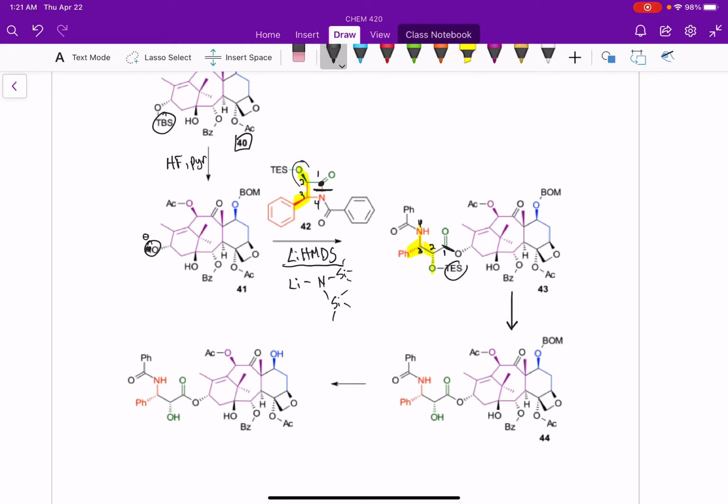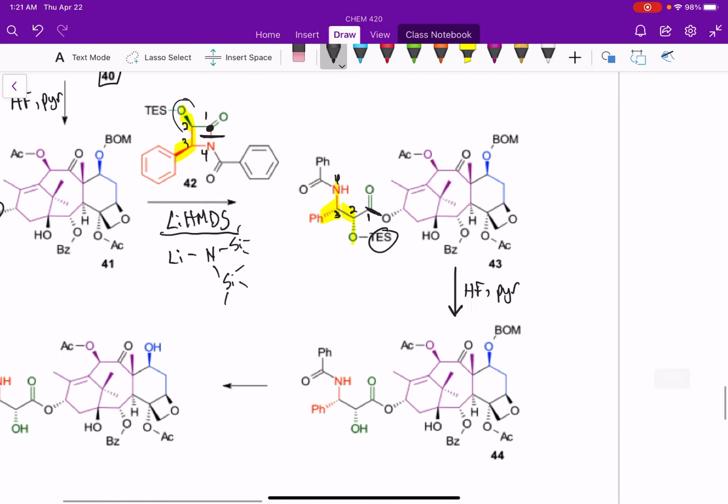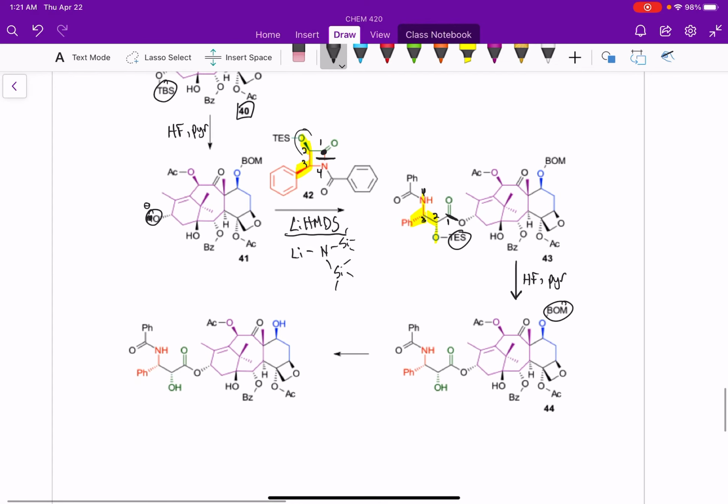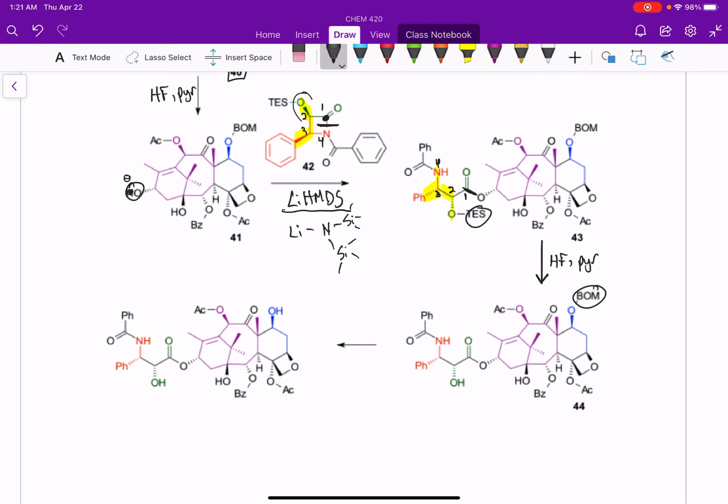43 to 44, removing that TES group. Again, this is HF and pyridine. Great way to remove the silyl protecting groups. Nothing new there. And then the last reaction here is removing the BOM group, right? What's great about the BOM group as an acetal is that it can simply be removed using H2, right? Hydrogenolysis, H2, palladium on carbon. That removes that BOM group, and then you are left with Taxol, all right?